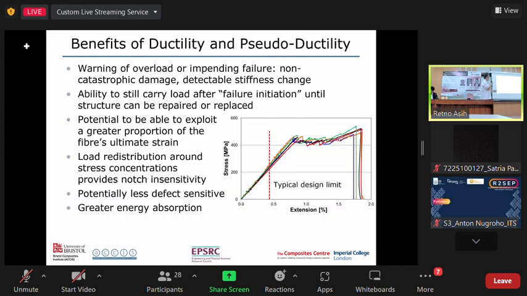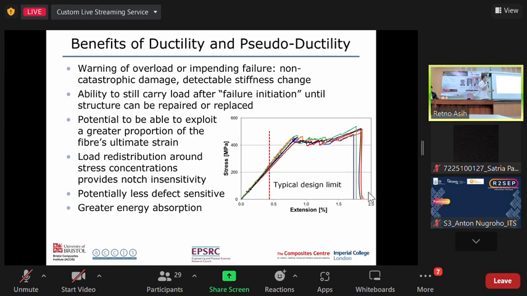So yeah, the conclusion is the benefit of this pseudoductile concept is that we can use this to carry load and also as a sensor which could give information on the states of damage and the level of strain that it has endured. And also the potential to express a better proportion of the ultimate strain. By using this hybrid concept, we managed to push the failure strain of the carbon much higher than if the carbon works alone.